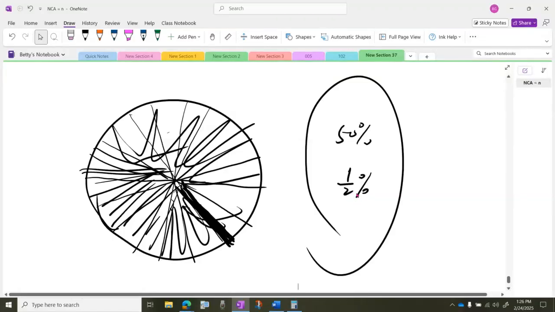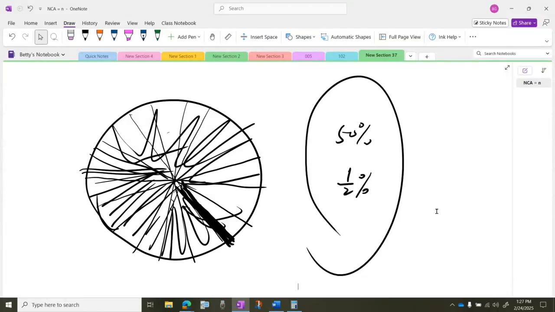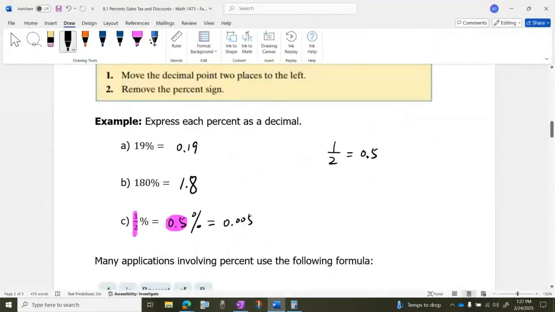Half percent is when you divide the pizza into 100 equal slices, and you take one slice, that is 1%, and then you cut that one slice into half. You take half of it. That's how small half percent is. All right, half percent, very tiny, very tiny.